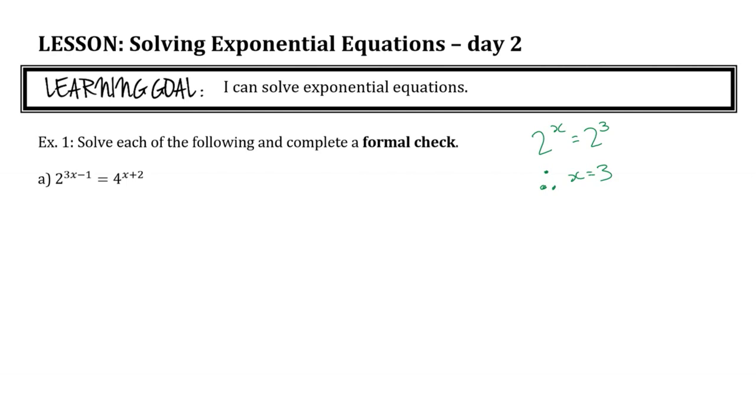We call this equating the bases. Okay, so I make sure that the bases are the same, and then I also equate the exponents. If the bases are the same, the exponents are the same.